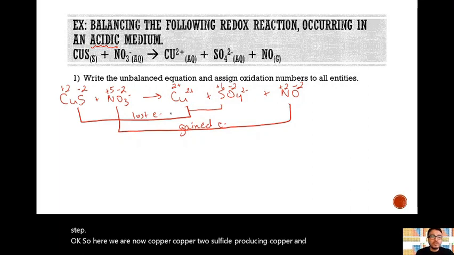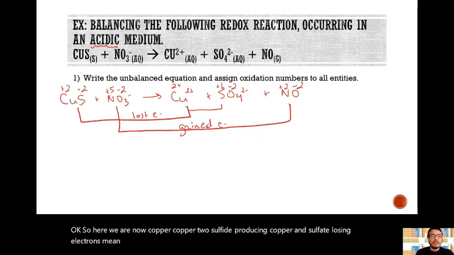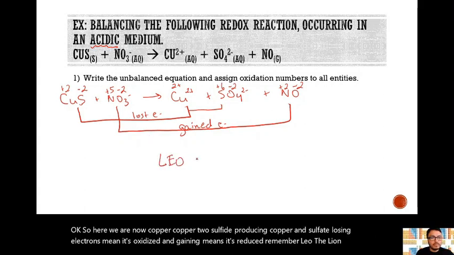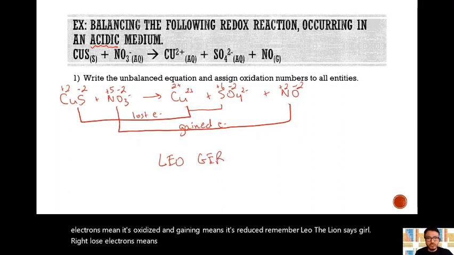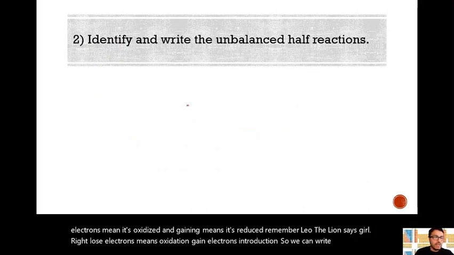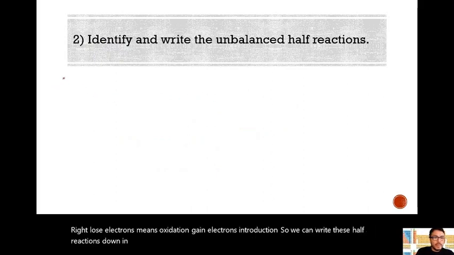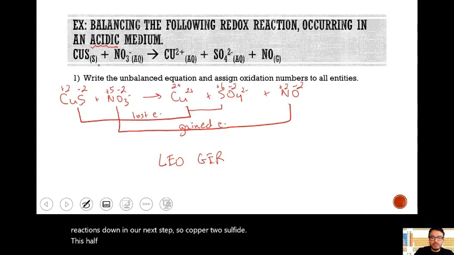Losing electrons means it's oxidized, and gaining means it's reduced. Remember, Leo the lion says grr, right? Lose electrons means oxidation, gain electrons means reduction. So we can write these half reactions down in our next step. So copper sulfide, this half reaction, I believe that was the oxidation. Yep.